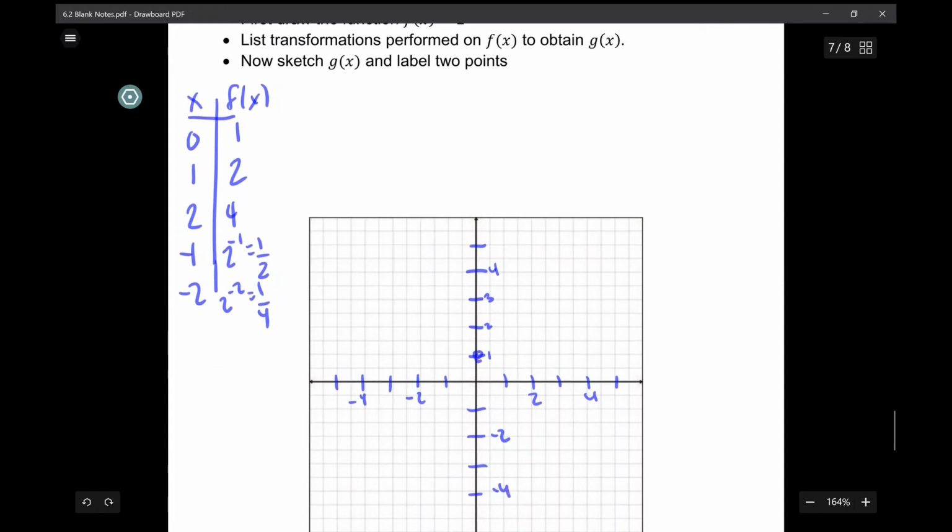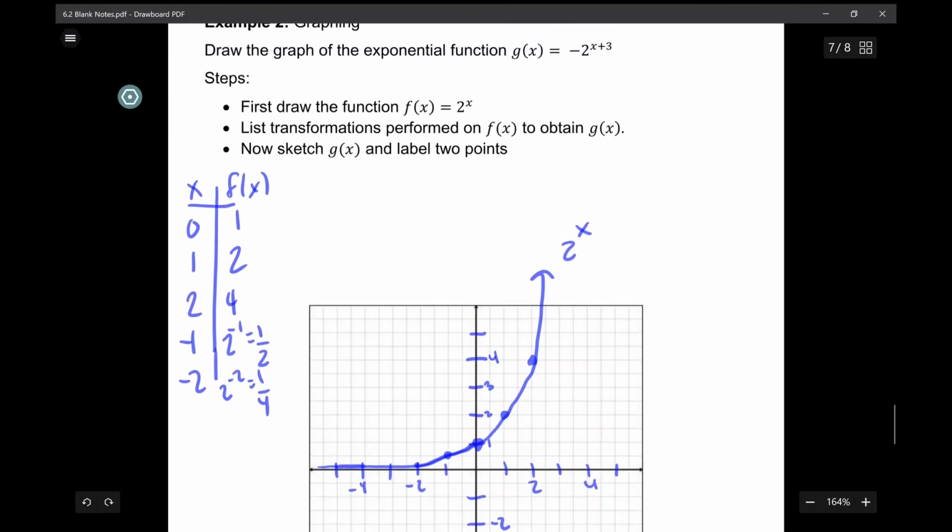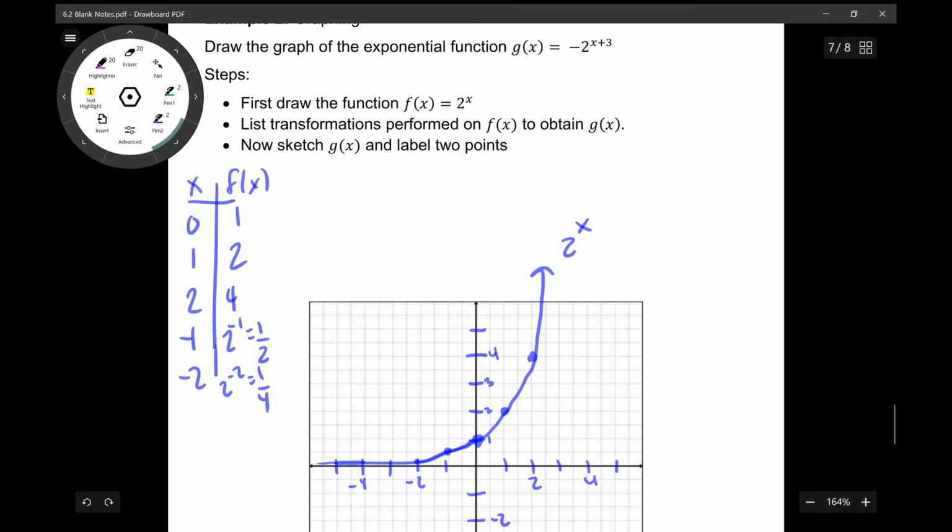Okay. And let's plot our points. So we have 0, 1, 1, 2, 2, 4. I don't want to get off here. -1, 1/2. -2, 1/4, and we know that there's a horizontal asymptote here, so we're just going to kind of draw that in. Oh, that's not so good. Let's see if we can do better than that. Oh, that's not too bad. And there's my graph of 2 to the x. All right, so there's my original graph, and I'm going to switch to a different color. I'm going to go to green here.